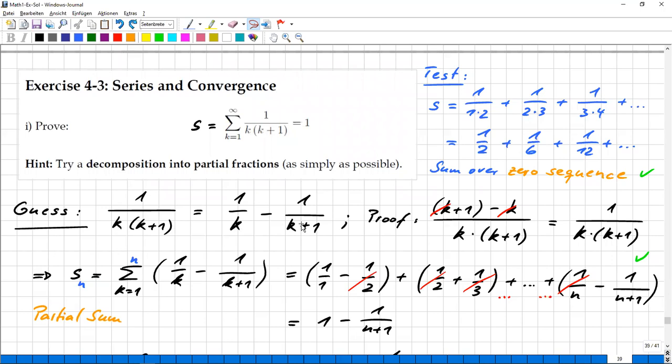Let's just call it a lucky guess. And if we have this, we can easily prove it by combining these again to be one fraction. So this is what I do, okay? I expand this fraction with a factor of k plus 1.